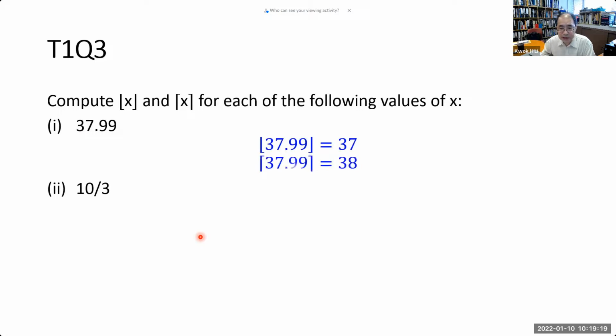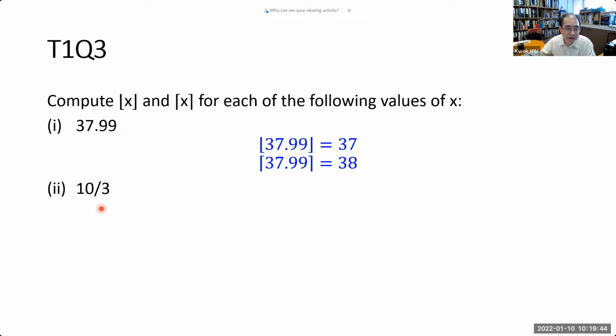The ceiling is 38. So this one is a function. We introduce these functions because later on when we do some proofs, we need this kind of notation to help us. They are carefully selected, so we'll use them later.